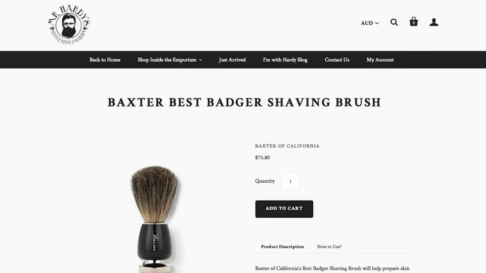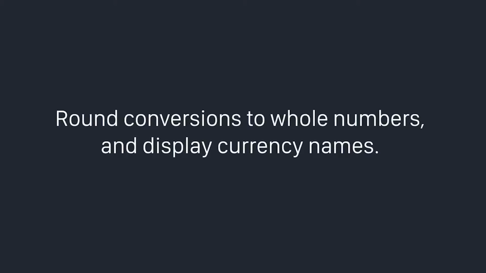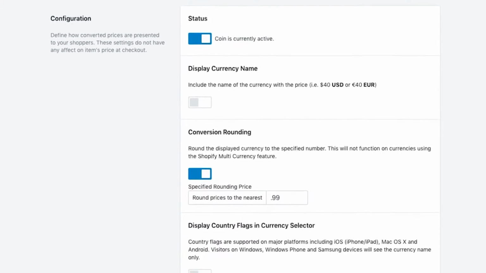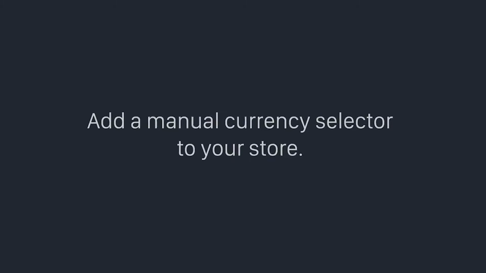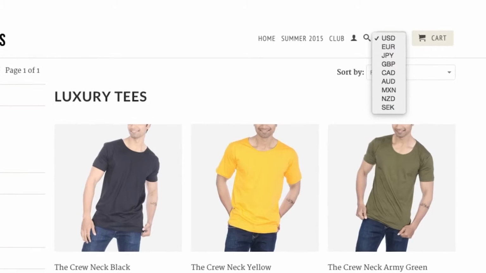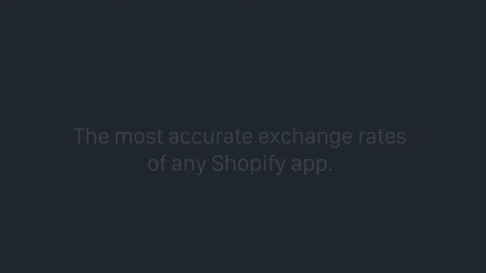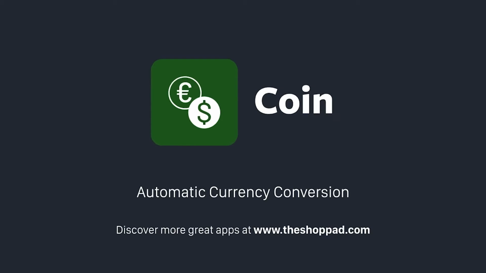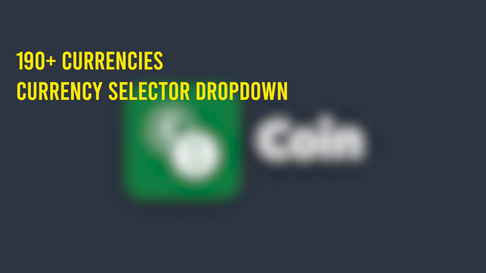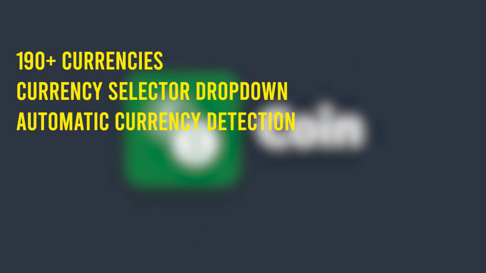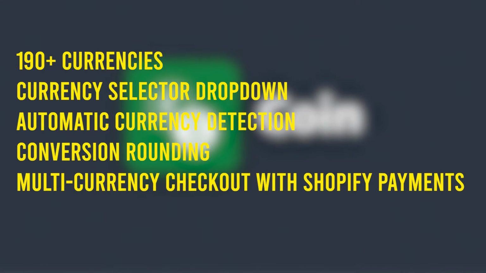Once you set up Coin, it can read the IP address of the customer and show them their currency without them having to go to the currency selector and change it themselves. This avoids friction when a customer goes to your store, which some store owners find valuable. Key features: 190 plus currencies, currency selector drop-down, automatic currency detection, conversion rounding, multi-currency checkout with Shopify Payments.